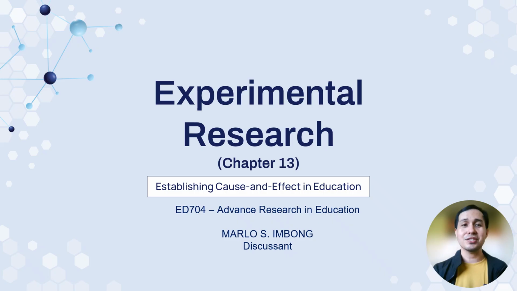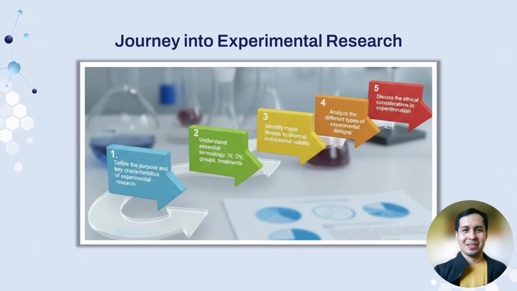Our goal today is to understand how researchers in education can move beyond simply describing relationships to actually establishing cause and effect. Our journey today will take us through the core purpose of experiments, the essential terminology you must know, and the major threats that can undermine an experiment's validity. We will then break down the different types of experimental designs, from the gold standard to more practical compromises, and we'll conclude by touching on the ethical responsibilities we carry as experimenters.